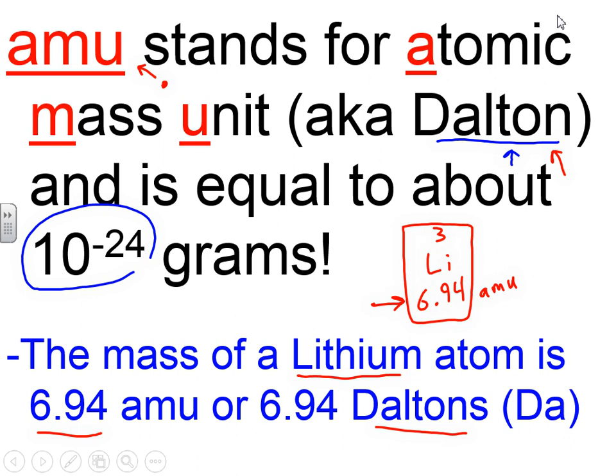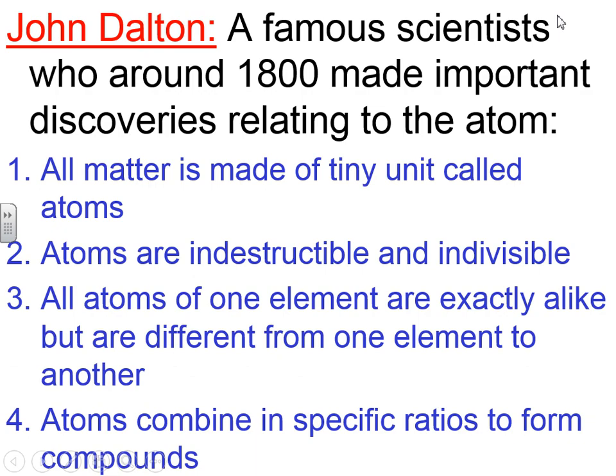So here he is, Mr. Dalton, famous scientist of the 1800s, who actually came up with 4 important discoveries. We can call them postulates, like big ideas, and they are the following. Number 1, all matter is made of tiny units called atoms. So let's just say matter is made of tiny units called atoms.